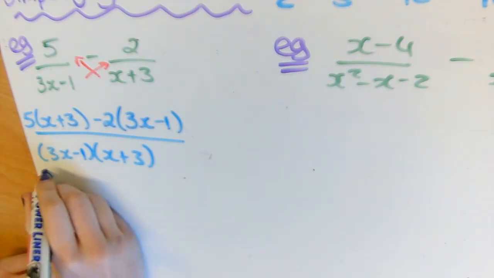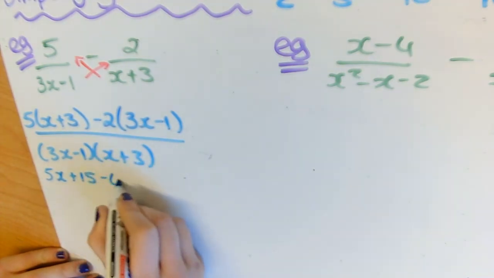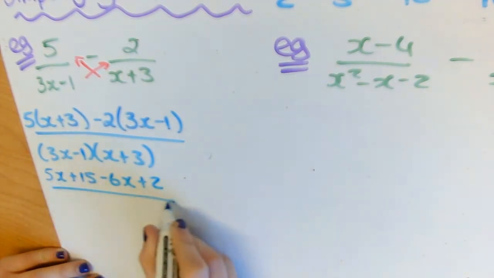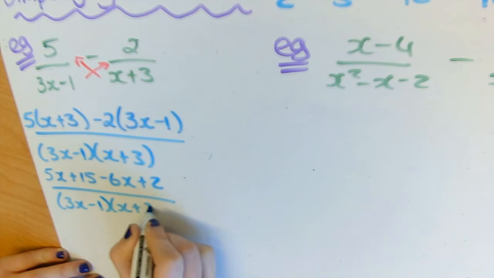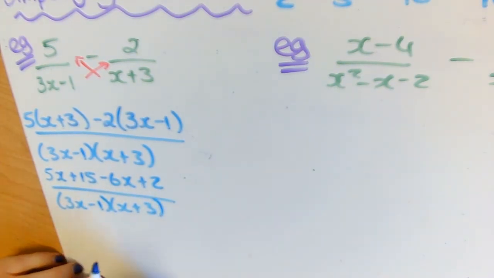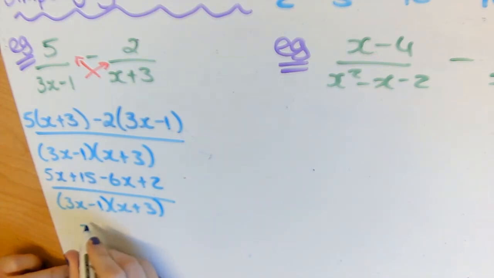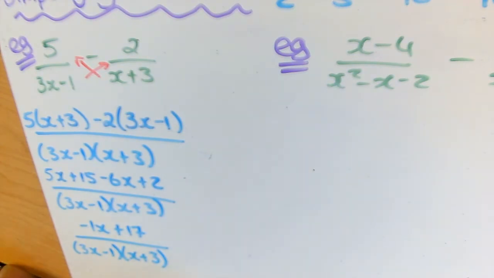5 by x is 5x, 5 by 3 is 15, minus 2 by 3x is minus 6x, and minus 2 by minus 1 is plus 2. All over 3x minus 1 by x plus 3. And I'm not going to multiply at the bottom because I'm keeping it as my common denominator. So now I add my like terms, so 5x minus 6x is minus 1x, 15 plus 2 is 17, all over 3x minus 1 by x plus 3. Okay? And that's my sum done.